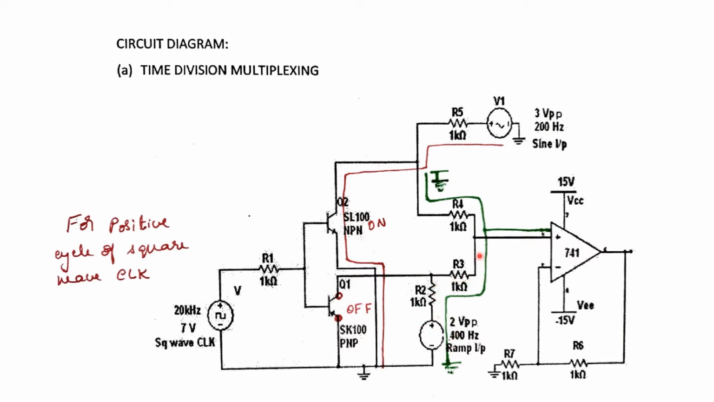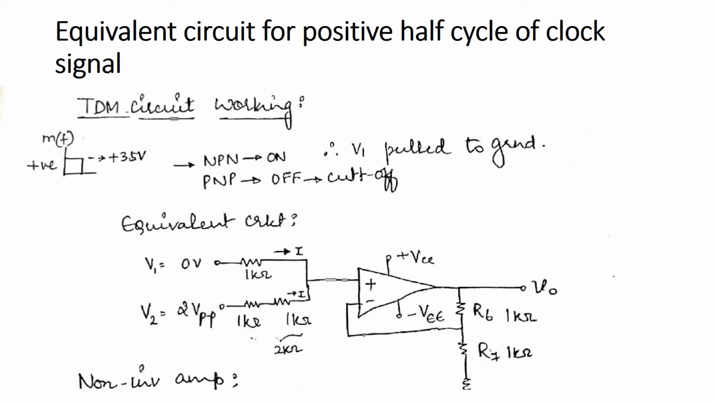So what happens is this ramp signal will flow via these two resistors R2 and R3 to the inverting terminal, and we will get the output. So for the positive half cycle of the square wave, we will get a ramp signal at the output for the duration of the positive cycle. We can see this green colored line which indicates the components which will be present in the equivalent circuit. This is the equivalent circuit for the positive half cycle of the clock signal.